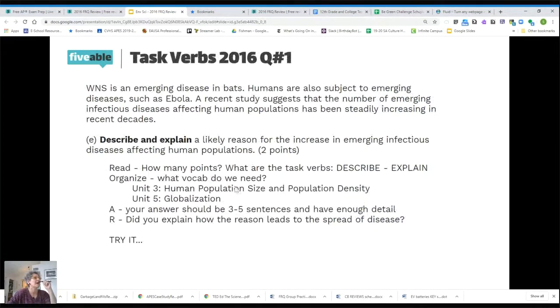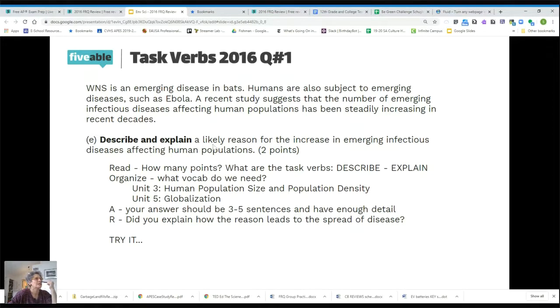So here's an example of looking at task verbs, and we're just going to ROAR, and why don't you write in the discussion forum your ROAR. What vocab do you think you need? What are the points for? Task verbs, describe and explain. I've kind of told you the answers for that already. Why don't you try and draft an answer? Let's see it.